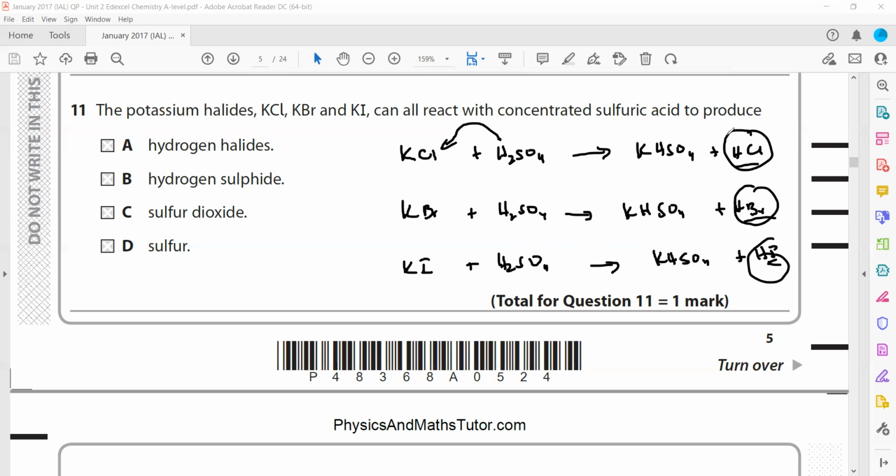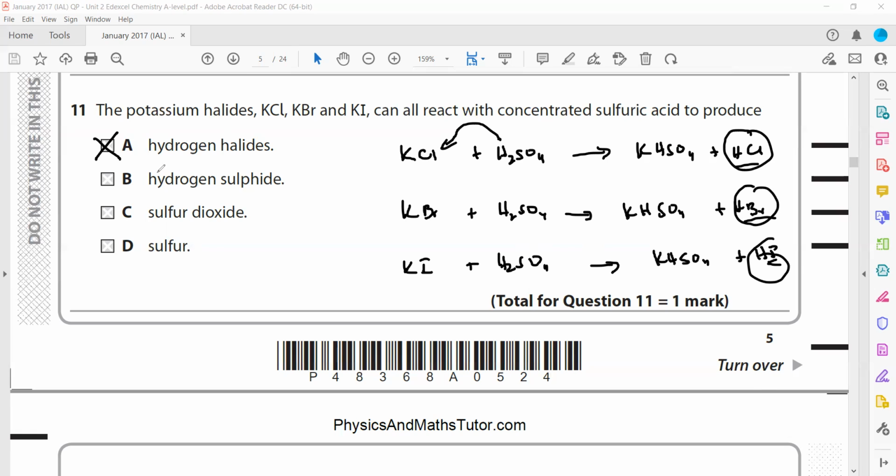And this hydrogen halide which is produced further reacts with another molecule of sulfuric acid to produce multiple products. But in the case of HCl, chloride ions are not a good reducing agent, so they do not react further. But bromide and iodide ions are good reducing agents, so this results in multiple products. So when the first reaction occurs between potassium chloride, potassium bromide, or potassium iodide with sulfuric acid, the first product is hydrogen halide. So A is the right answer.